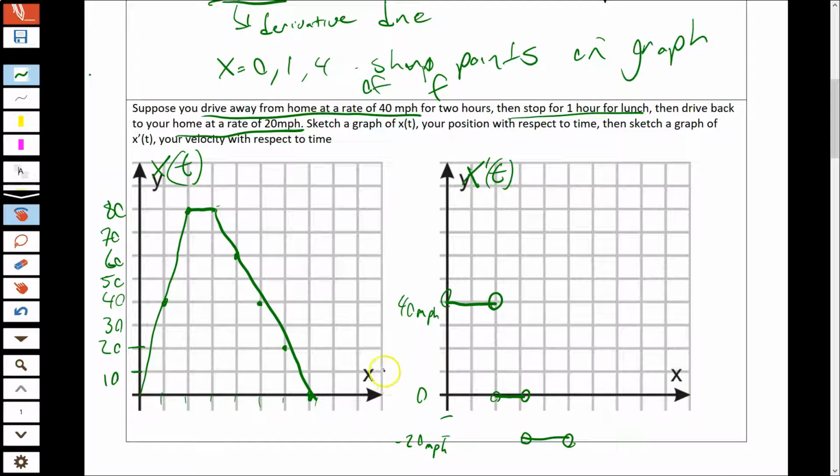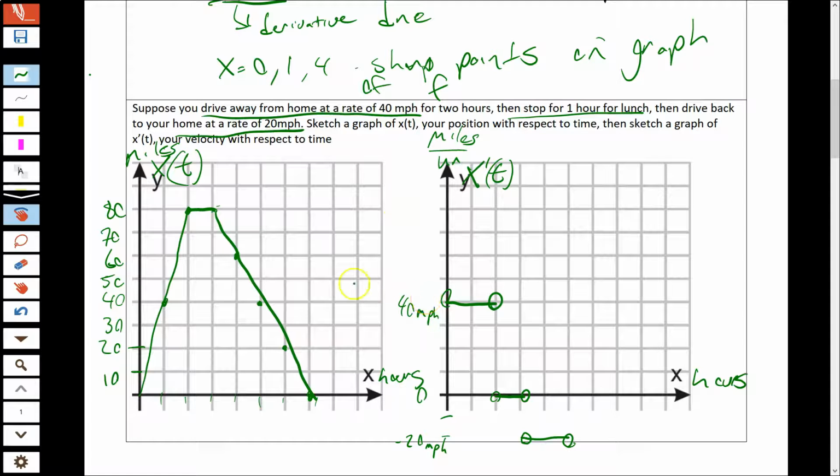So x is hours in both. My y-axis here is miles. And then my derivative, y is per x, so miles per hour. Right? That makes sense because that's how you measure speed anyway.